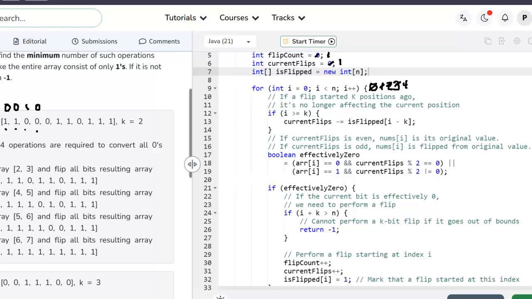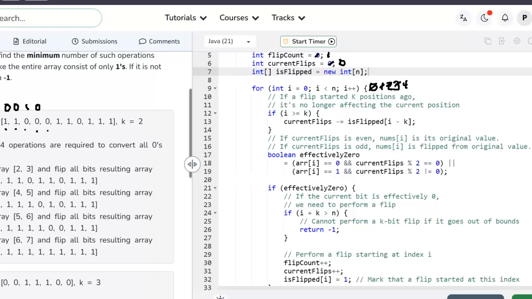All right, next we go to 4. That is here. Is this effectively 0? Oh, wait a minute. We're not going to do effectively 0 yet. 4. Okay. So that's good. So current flips, we're going to subtract is flipped at 4 minus 2. That is right here. This flip is now out of the window. Okay. So current flips goes back to 0.